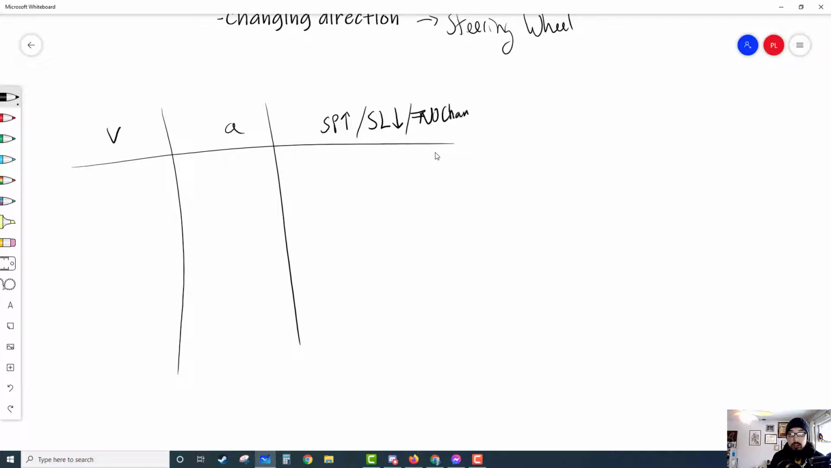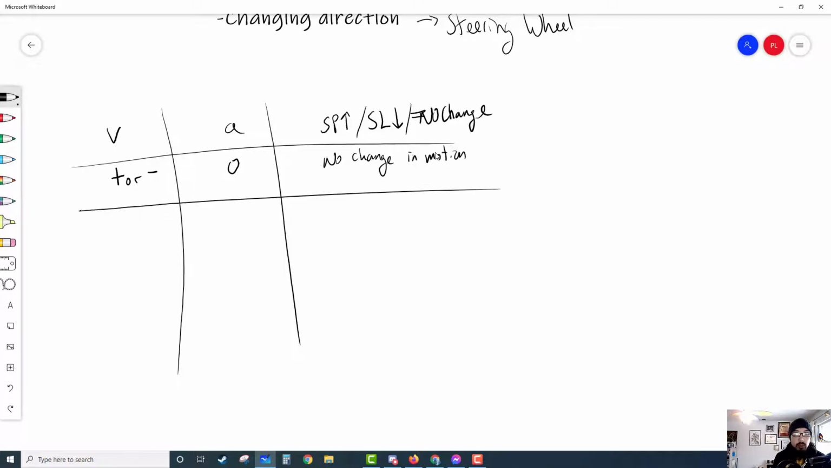No change. All right. So if you have an object with positive or negative velocity, and your acceleration is 0, that means that the positive or negative velocity is not changing, so the object has no change in motion. All right, first one. Next one, if you have an object that is moving in the positive direction, so let's say upwards or to the right, and it is also accelerating in the positive direction, okay, so the change in velocity will be towards the positive direction, and it's already moving in the positive direction. That means the object is speeding up.